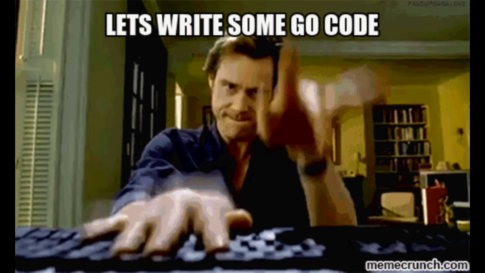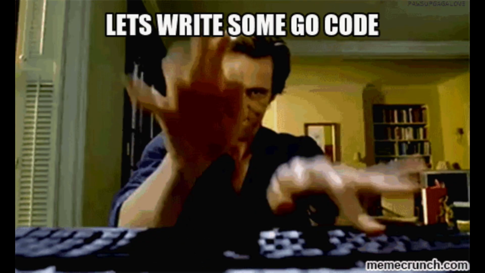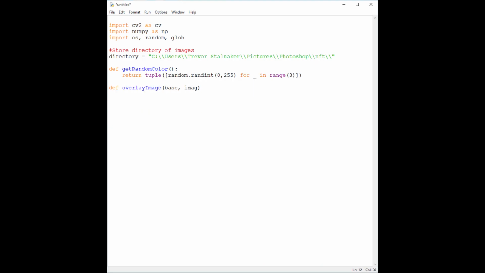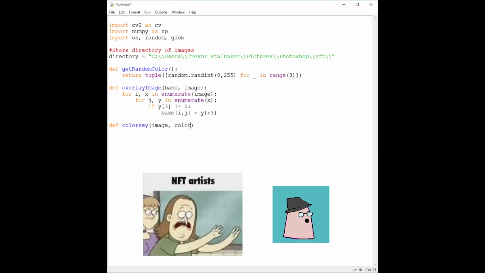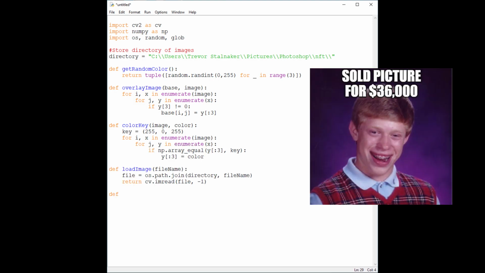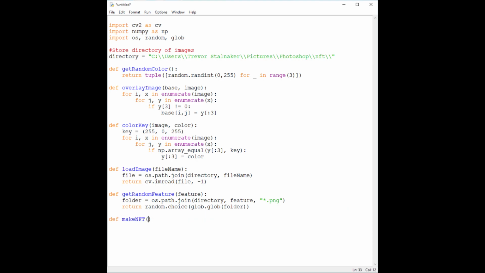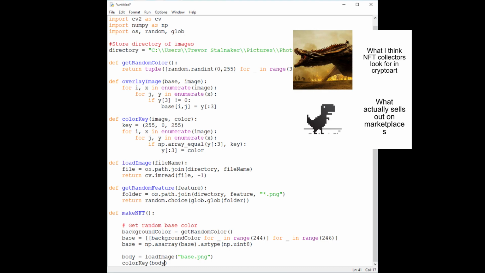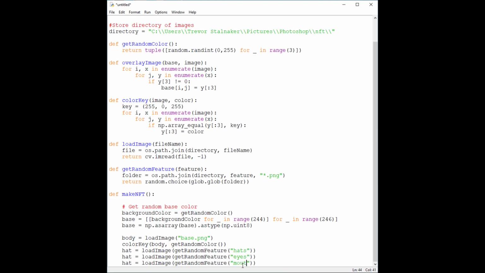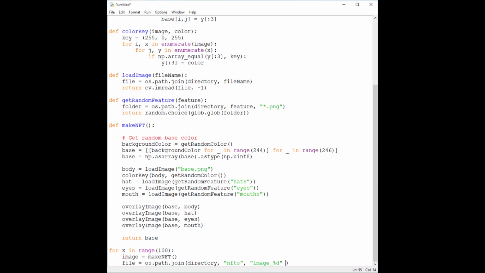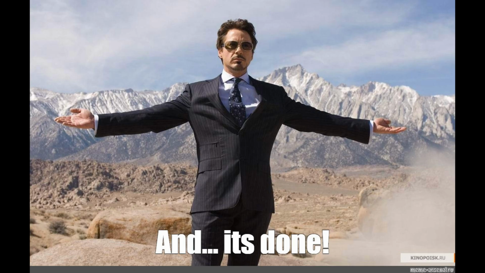Now that we've got our images, let's write the code to combine them. Alright, the generator's done. Let's take a look at some of these NFTs.